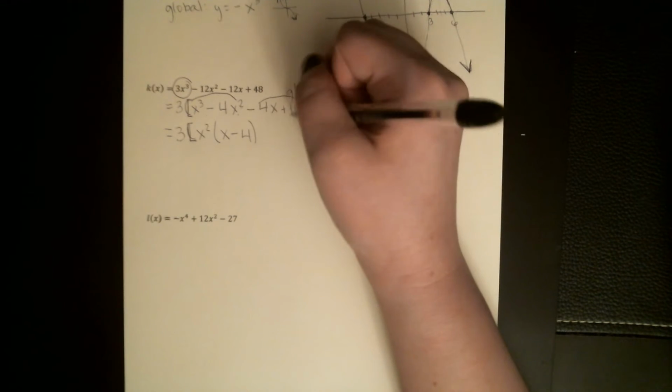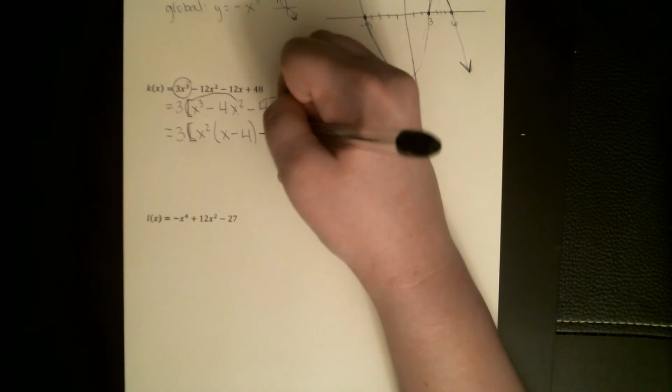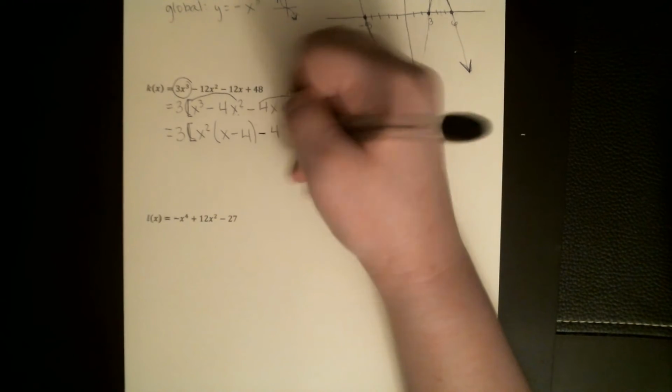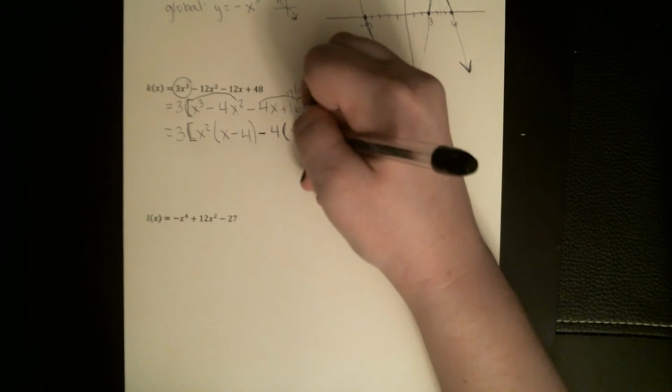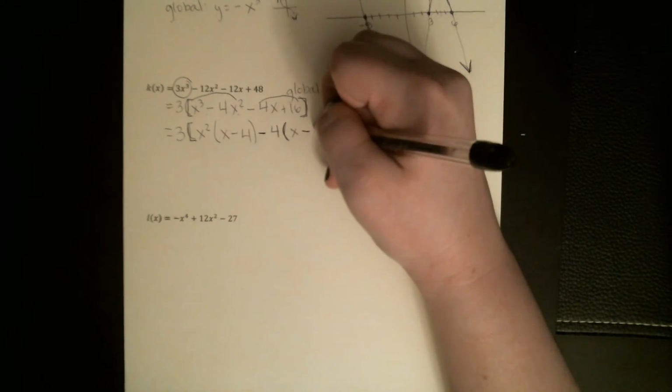In the second group, I can factor out a 4. I want to be really careful here because that minus is in front of the 4. As soon as I throw these parentheses in, it makes it apply to the second term as well, which means this should actually switch to a minus.